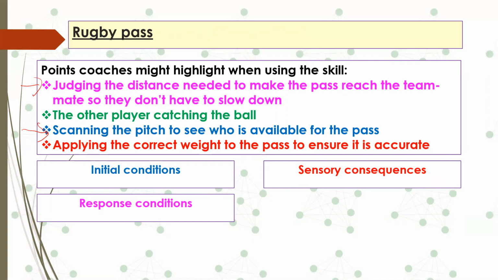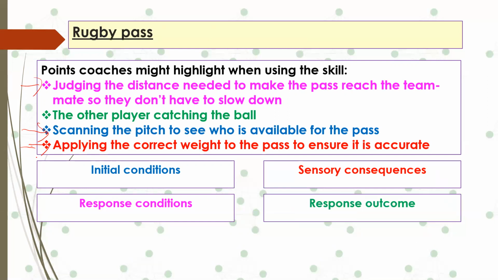Sensory consequences, it's this one. So you apply the correct weight to the pass. So that's the actual, you're performing the action there and making any slight adjustments using your sensors. And then the response outcome is the final part, them actually catching it. So just make sure you've got them down in the right order. Purple pen, any changes you need to make to that. We've got one more like this.